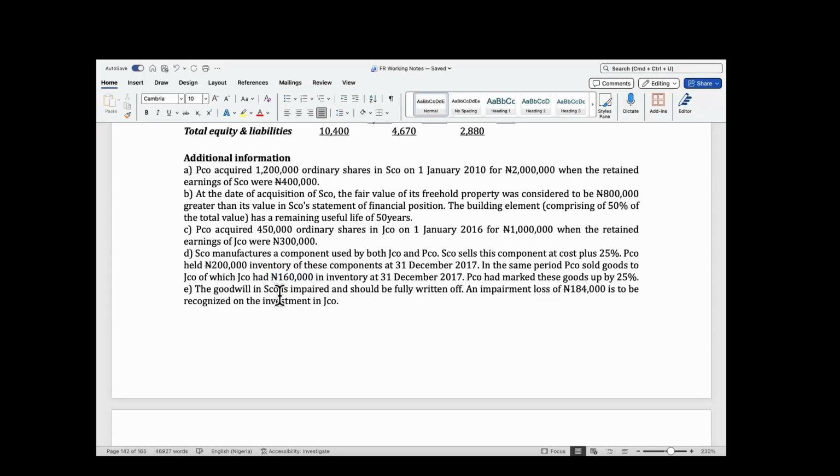We're now told that the goodwill in ESCO is impaired and should be fully written off. And there is also an impairment loss of 184,000 recognized on the investment in the associate. Okay, that's noted.